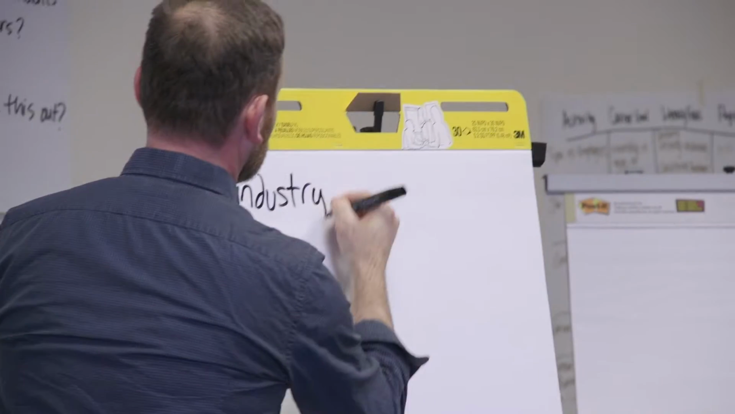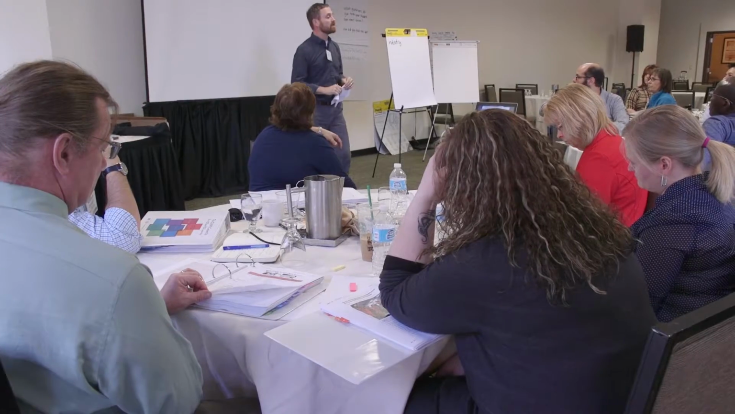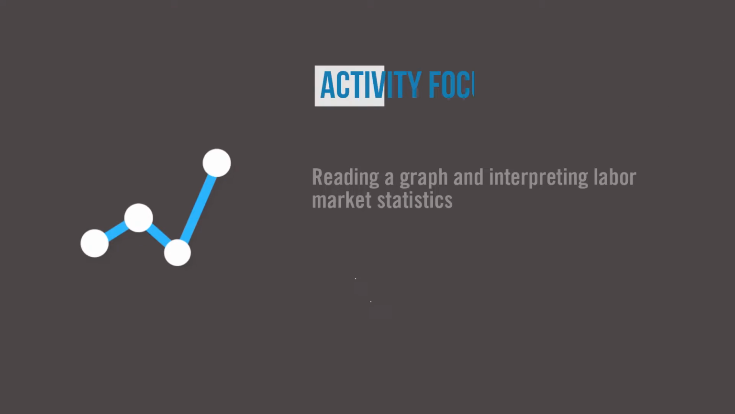Let's just talk about the word industry for a second. What does that mean? The activity is an opportunity for us to integrate reading instruction and numeracy instruction with career exploration. We're going to analyze graphs to get a sense of what industries are on the rise and what industries are shrinking a little bit. It's focused on reading a graph and interpreting labor market statistics.